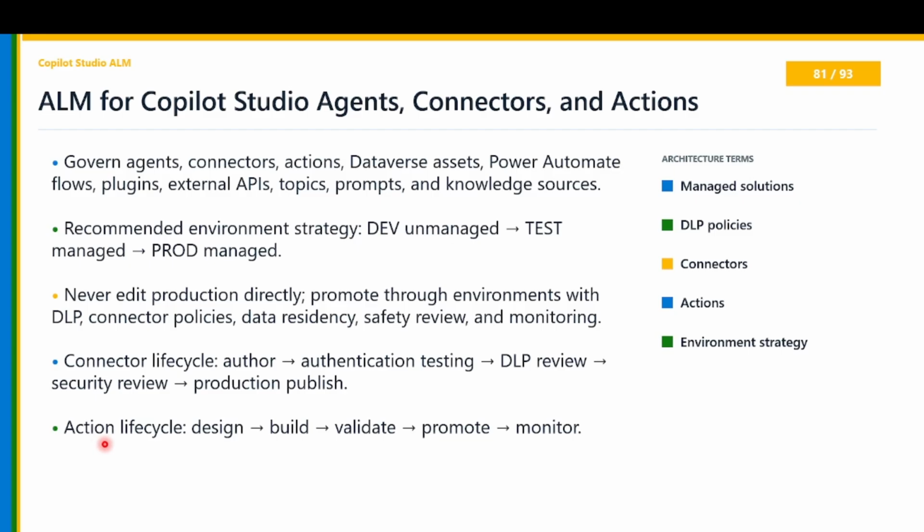So the action life cycle. Agent actions are a combination of tasks that the agent can perform. The action life cycle includes design. So you design the action, you build the action, you validate the action, you promote the action, and then you monitor the action. So this is also ALM for agentic AI system actions, or for the agentic AI system that you are building in Copilot Studio. So all these are what you should understand for application lifecycle management for a Copilot Studio agent.